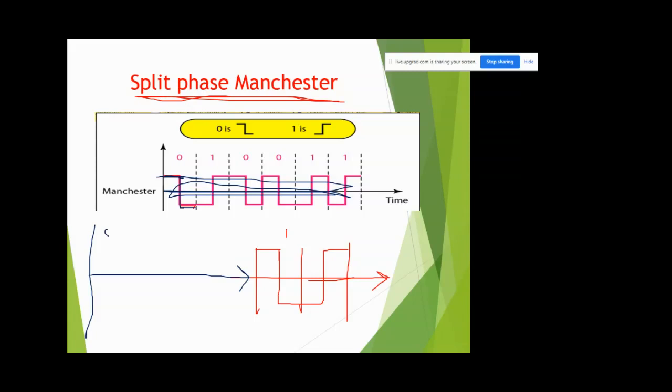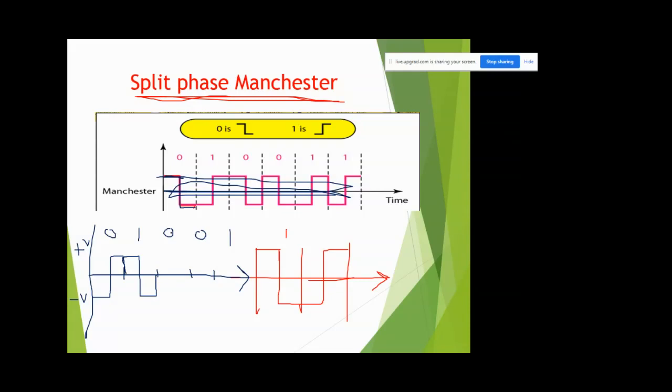So what is the sequence here? 0 1 0 0 1, for example. Okay, so for the bit it is plus V voltage, minus V voltage, and these are the intervals, for example. So for bit 0 it will start from negative and end at positive. Similarly for bit 1 it will start with the positive and end with the negative.